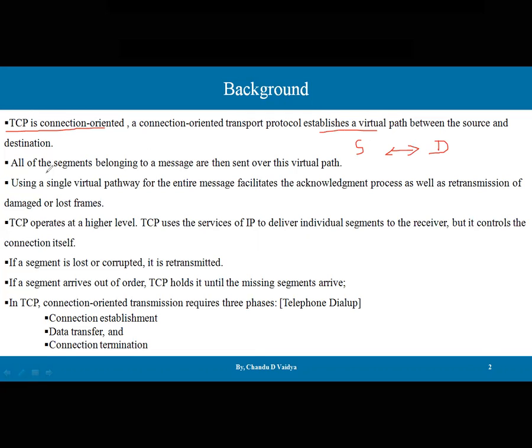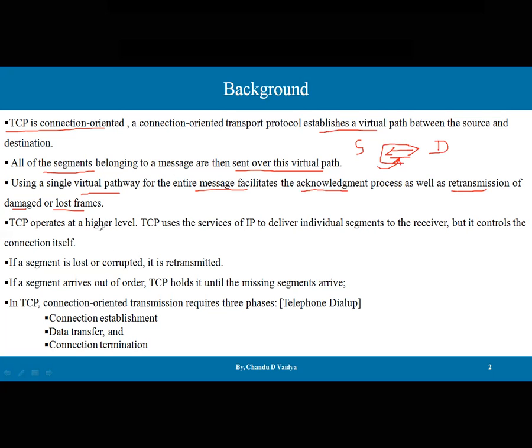On that particular connection, all the segments belonging to the message are sent over the virtual path. Whatever path we have created, the segments are going to be sent on this path. Using a single virtual pathway for the entire message facilitates the acknowledgement process as well as retransmission of damaged or lost frames. So there are acknowledgement facilities available because it is connection oriented. And if any segments are damaged or lost, retransmission is also possible because we have a track and we have the path.